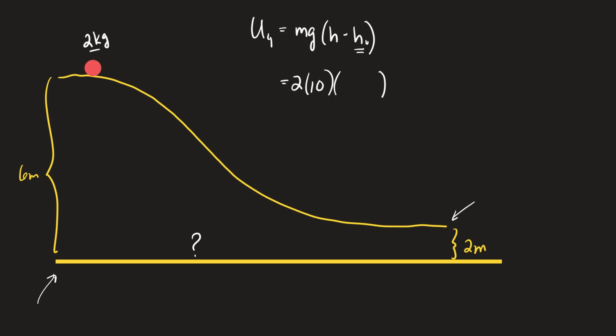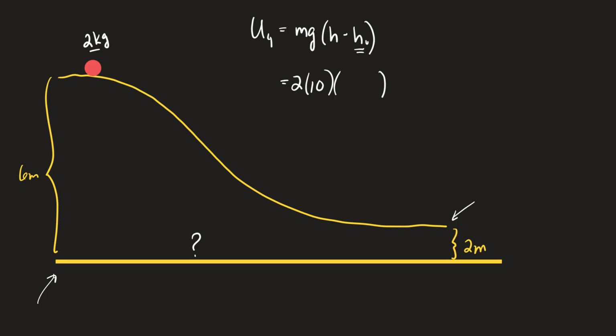Very unlikely. The H naught is a reminder that we decide where the reference level is. We decide. So gravitational potential energy is not an absolute. It's relative to where the object could go.